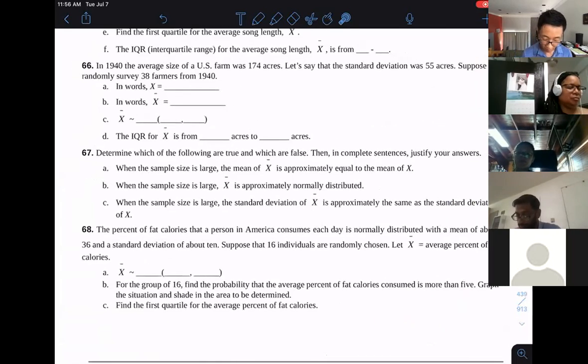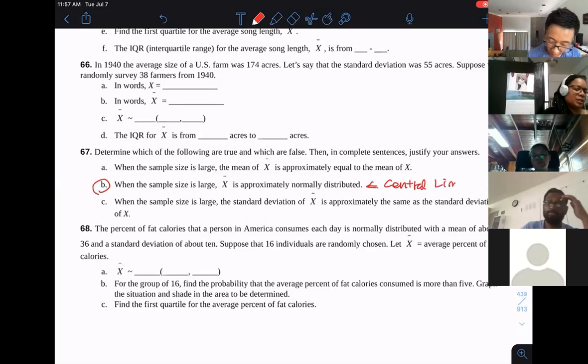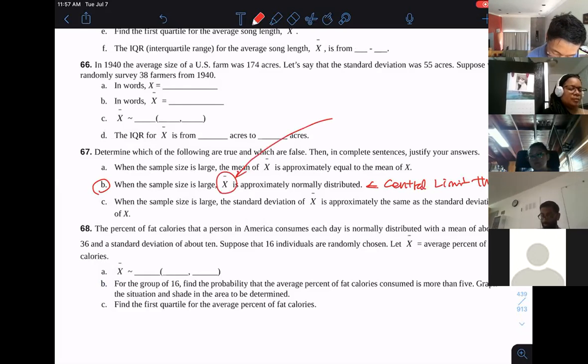When the sample size is large, the mean of X bar is approaching normal. I know those two are true, but I was wondering why B was true: when sample size is large, X bar has a normal distribution. That's just strictly from the central limit theorem. Okay. Definition. What that means is, X bar is the sample means, right?